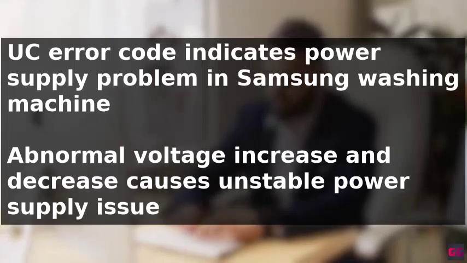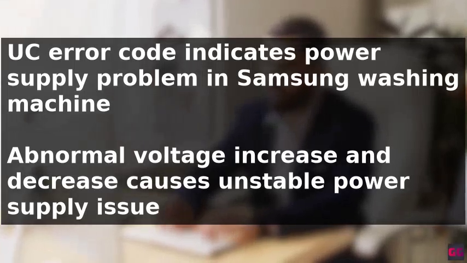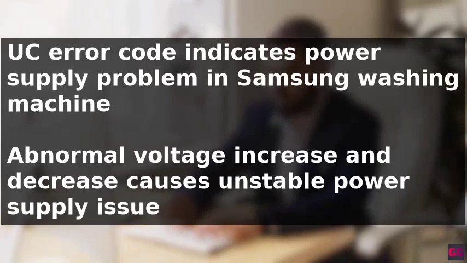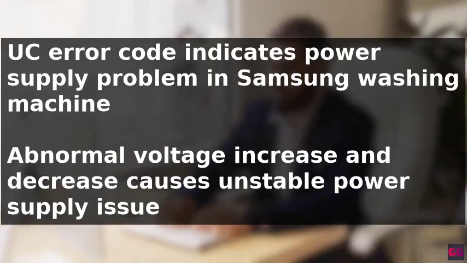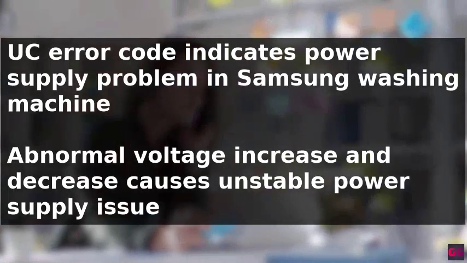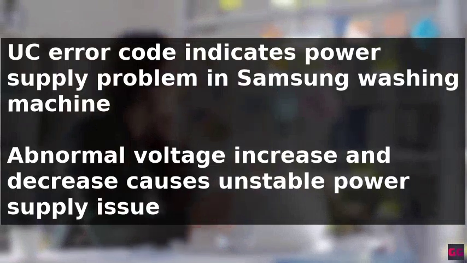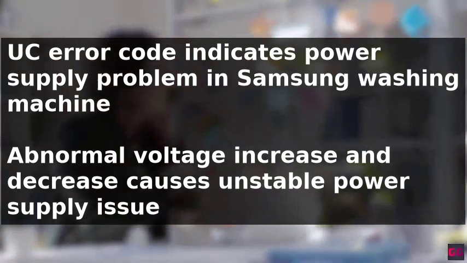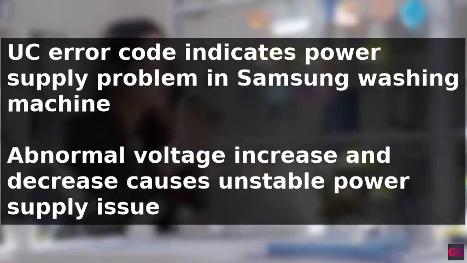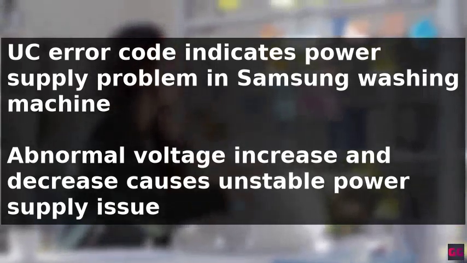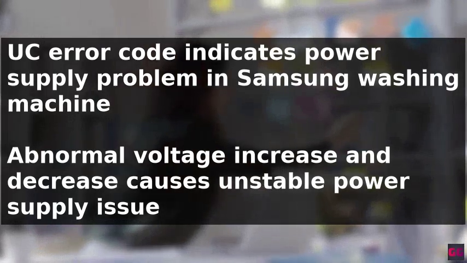The UC error code on a Samsung washing machine indicates a power supply problem, which can occur due to an abnormal increase and decrease in voltage during a wash cycle. This issue is often caused by unstable voltage in the mains, resulting in fluctuating voltage surges, or a power supply that is lower than the standard.